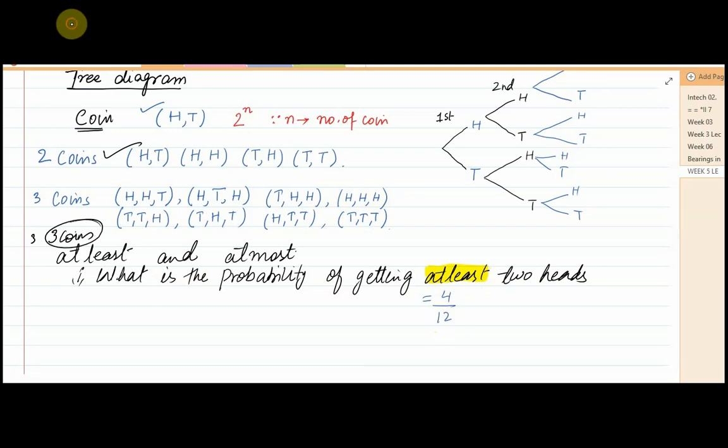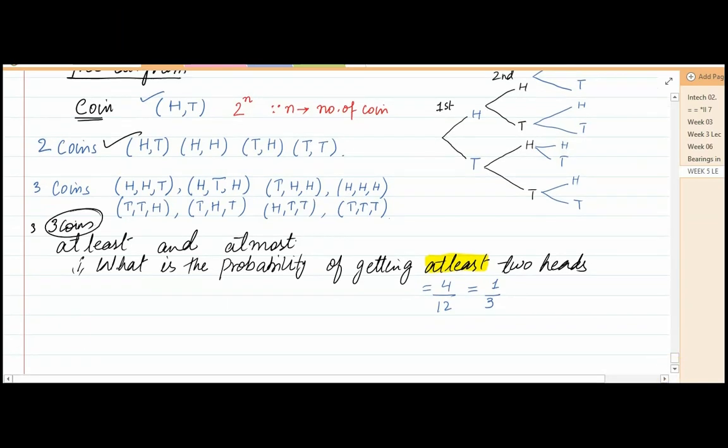So the probability of getting at least 2 heads is not 3 upon 12, it's 4 divided by 12. And how come it is 4? 1, 2, 3, 4, right? Because it says at least 2 heads. At least means minimum 2, maximum can be any possible number. We have 3 coins, so 3 possible heads. If we have 10 coins, then obviously 10 heads is possible. So you need to simplify it. It will be 1 divided by 3. So that is the concept of at least. I hope that gives more clarification to your concepts.